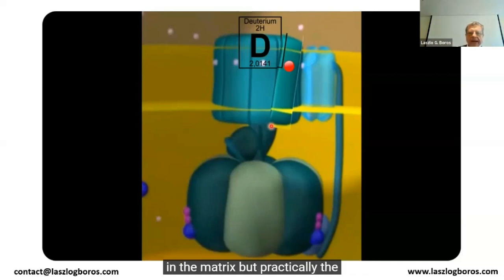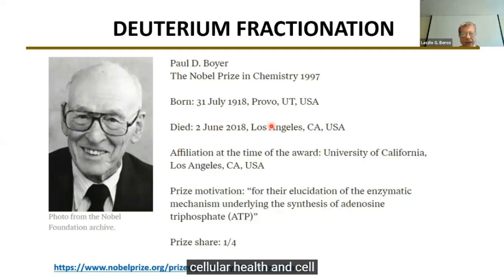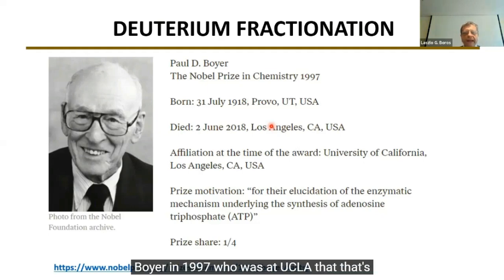But practically the bottom line is that some of these events in mitochondria, as far as deuterium overload, could compromise biological processes, including energy production. And from then on, we know what's the result of deficient nanomotor function: cellular health, differentiation and transformation, and so on. Now, the Nobel Prize for these little nanomotors was given to Dr. Paul Boyer in 1997, who was at UCLA.